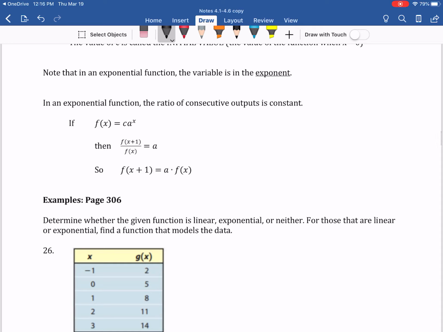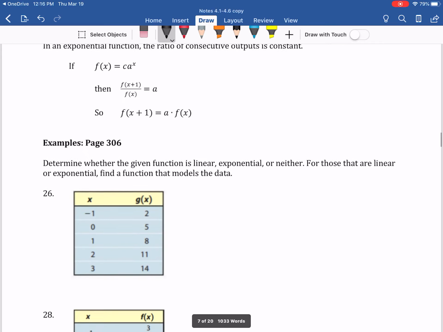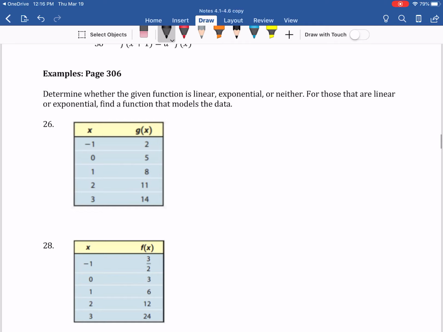When you're working with an exponential function, the ratio of consecutive outputs is constant, which means if you have a table of values, let's skip down to this example. Notice that in the first column, the values of x increase by 1 as you go down the table from one line to the next. And the value of g, which is your output, is going to change by a certain amount. If that amount is a constant ratio, then we can say that your table represents an exponential function.